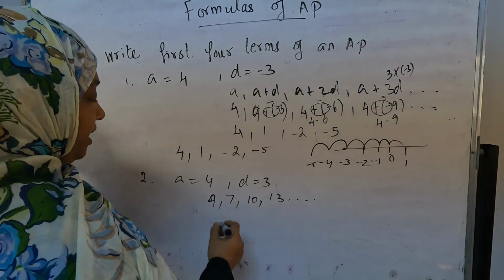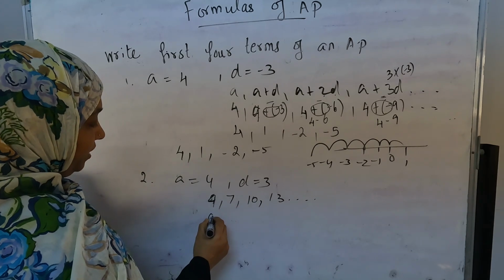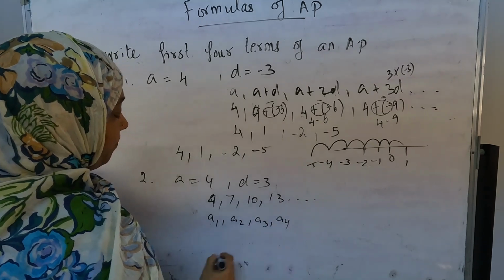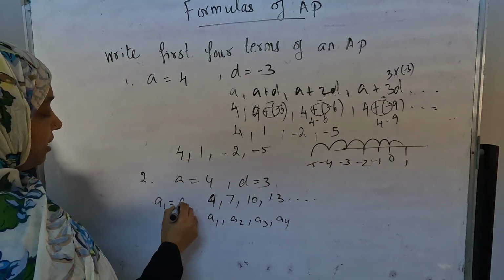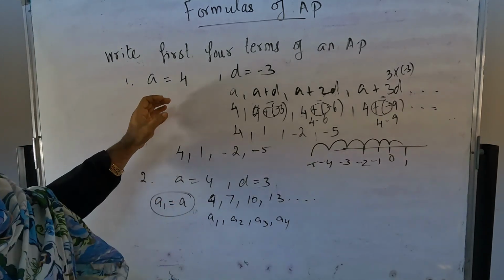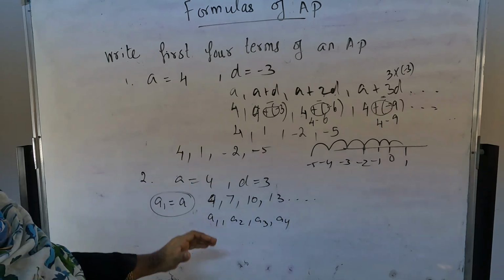So this is our first term, a1, and a2, a3, a4. And a1 is always equal to a. a1 is equal to a. So this is the basic concept here.